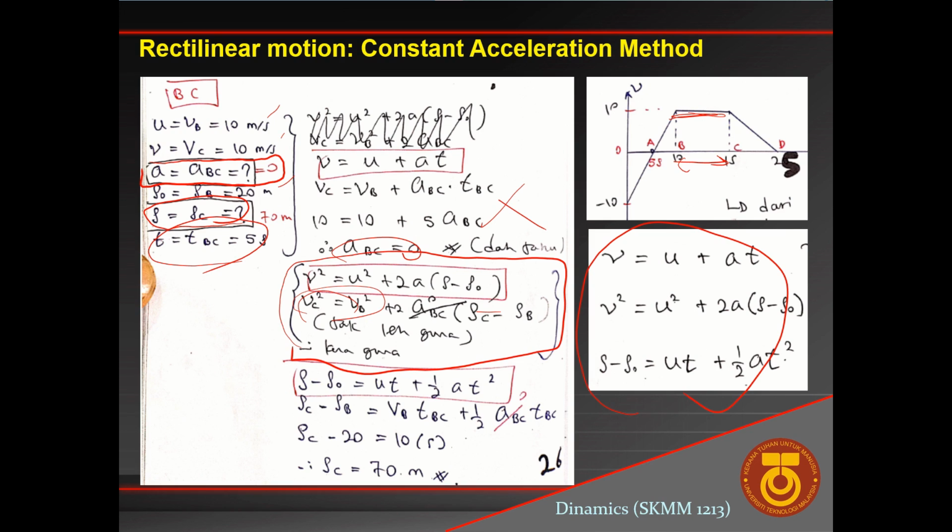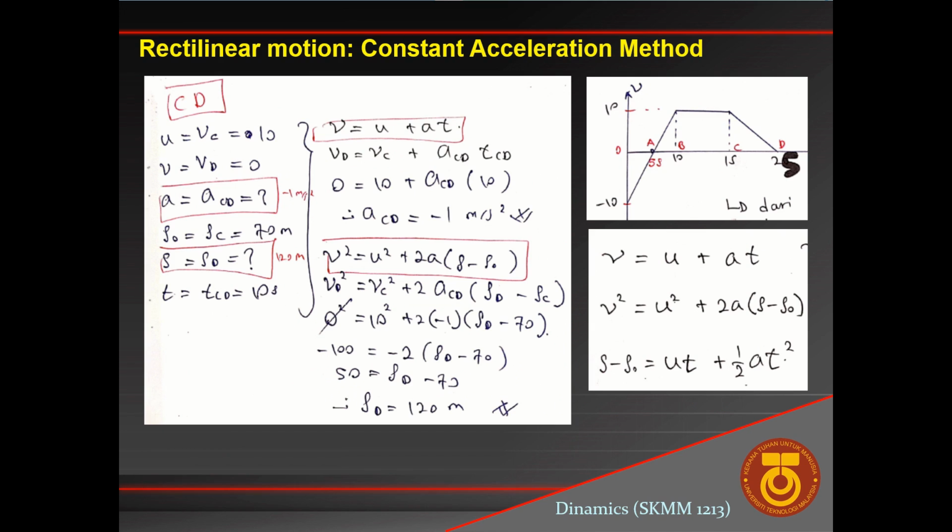So we go to the last equation, S minus S0. From here, you put the final displacement as C, initial B, U will be the initial velocity, so VB, time from B to C, plus this is already 0. So you put the numbers in, you have SC equal to 70 meters. Okay, and then you go to the last and final point, which is CD.